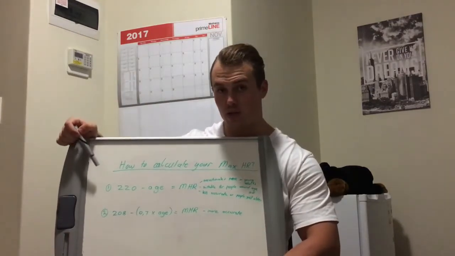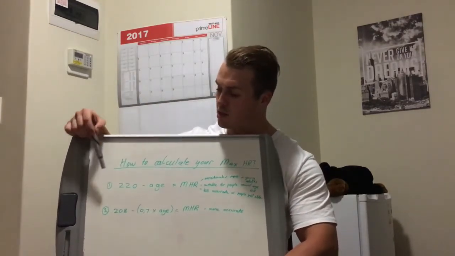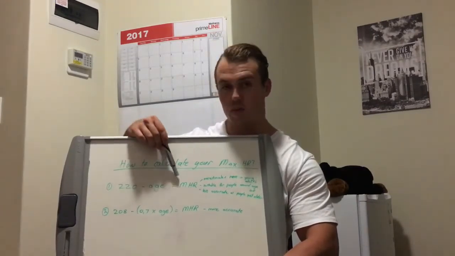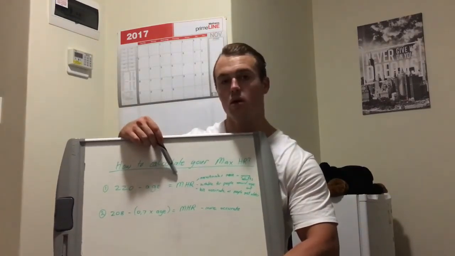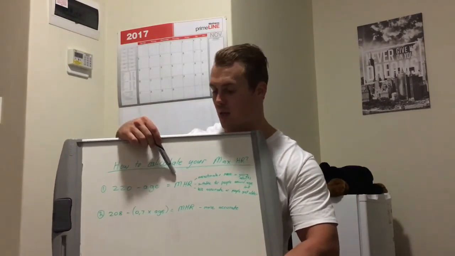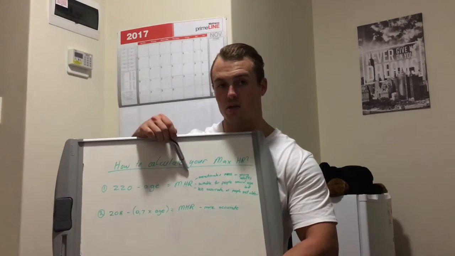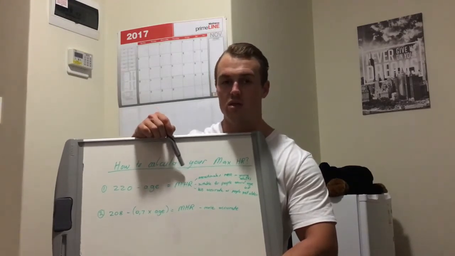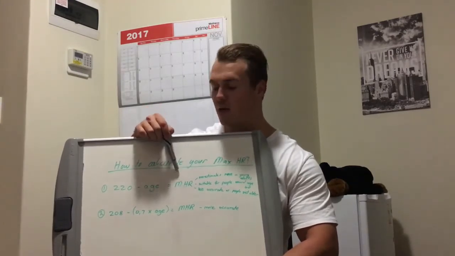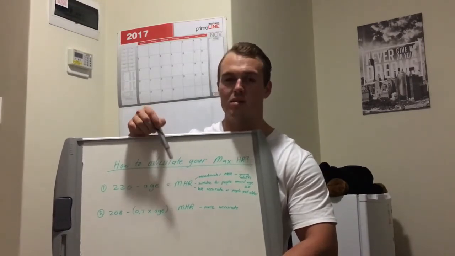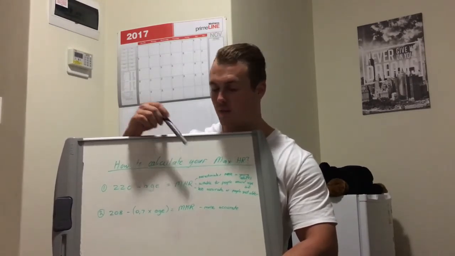Basically, there's two equations. The first equation is 220 minus your age equals your maximum heart rate. The only problem with this first equation is that it overestimates your maximum heart rate in young adults, so adults around 20 to 30 years old. However, it is suitable for people around the age of 40, and then it becomes less accurate as you get older.